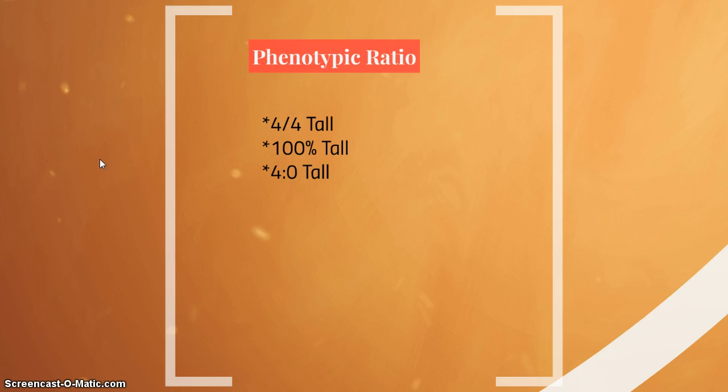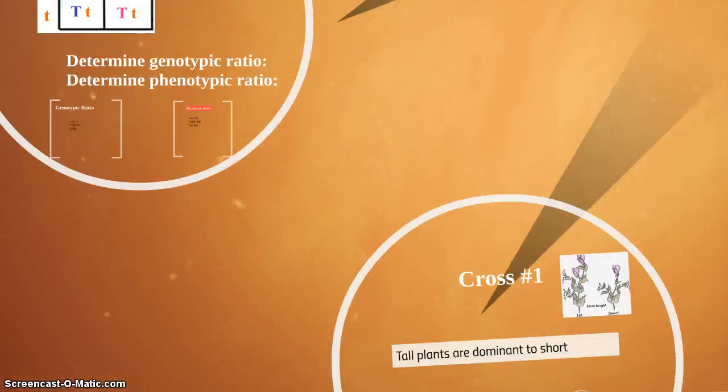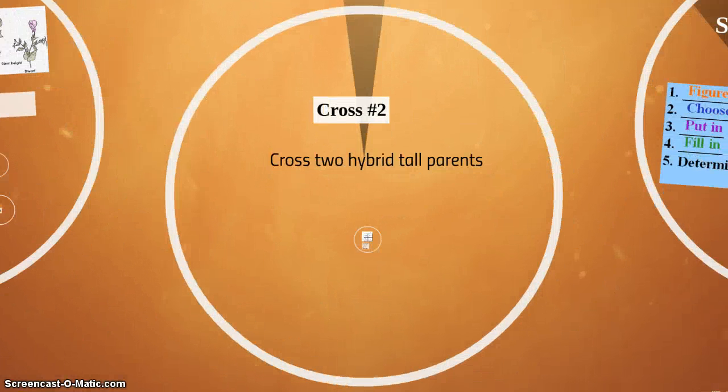Okay, so let's do another problem as practice. Our cross number 2, we're going to cross 2 hybrid tall parents. The thing you got to remember, what is the alternative way to say hybrid? That is heterozygous. So that means we're going to have big T little t for parent 1 and big T little t for parent 2. So go ahead and set up your Punnett square. I'm happy to see if you can do a little bit more of this on your own.